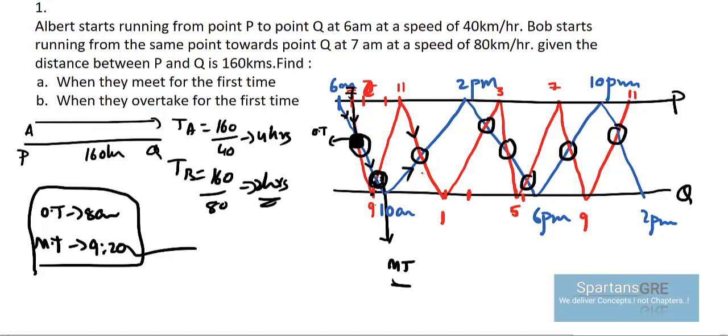Both are meeting in opposite directions, so this is called the second meeting. Here again this goes up, this comes down. This is the third meeting, and this one is coming down here, and this is also coming down. So this is the second overtake, right? The second overtake is happening somewhere between 3 and 5. Not exactly 3:30, you have to calculate it. How to calculate the second overtake, all these things I'll be telling in coming videos.